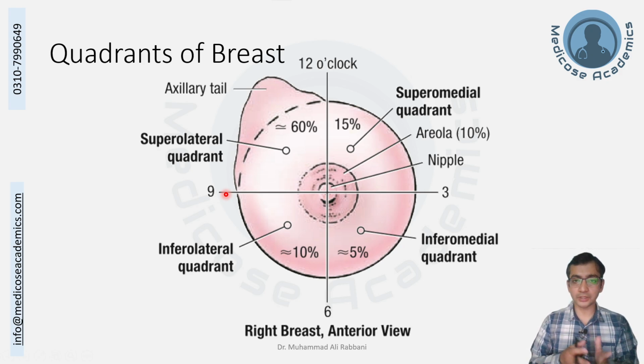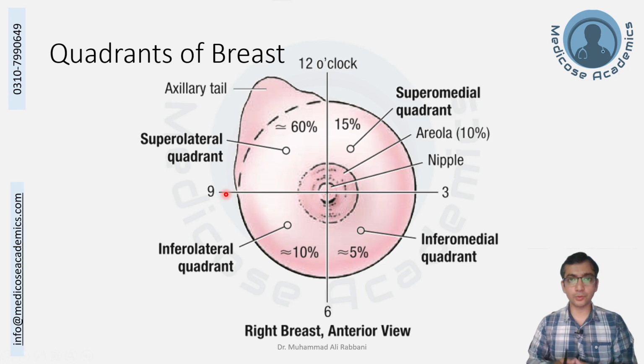To simplify the study of the breast, or to be able to better localize the breast tissue, it is divided into 4 quadrants through a vertical line passing through the nipple and a horizontal line passing through the nipple. The 4 pieces created are called the quadrants: supramedial, inframedial, inferolateral and superolateral quadrants, and they help in describing some pathology or some location very easily.